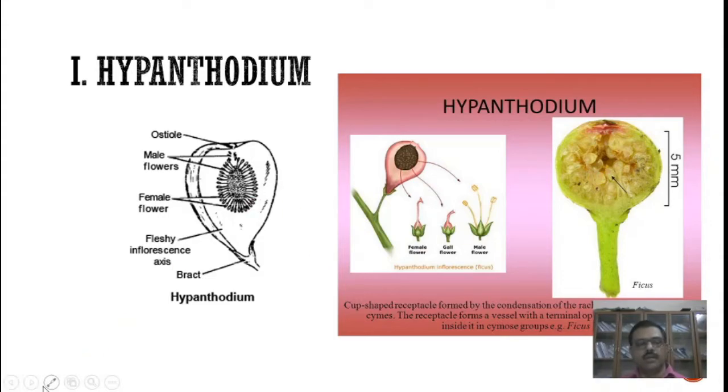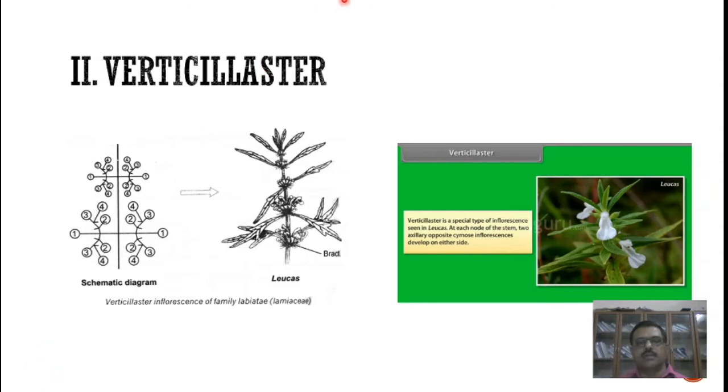So this is the hypanthodium. The second type is verticillaster, and verticillaster is characteristic of Leucas.